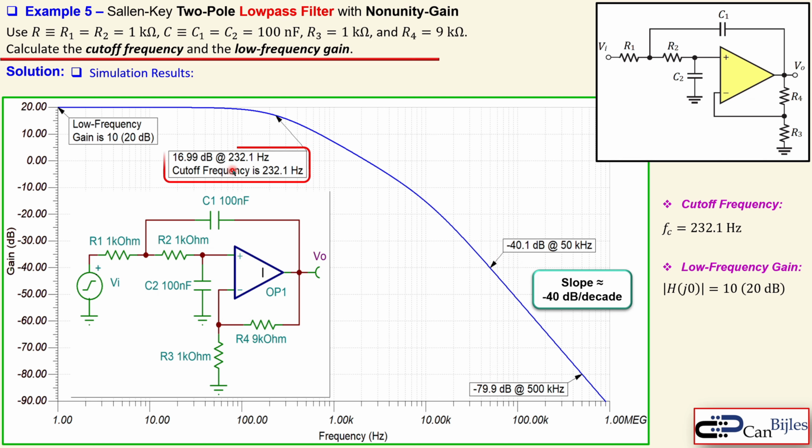The cutoff frequency is here given by 232.1 Hertz, as we have it. This is, by the way, at this dB. Why? Because a low frequency gain is 10 or 20 dB. That's also what we have calculated. So you need to go down from the low frequency gain by 3 dB, or a little bit carefully 3.01 dB. Then you have this frequency that's also verified.